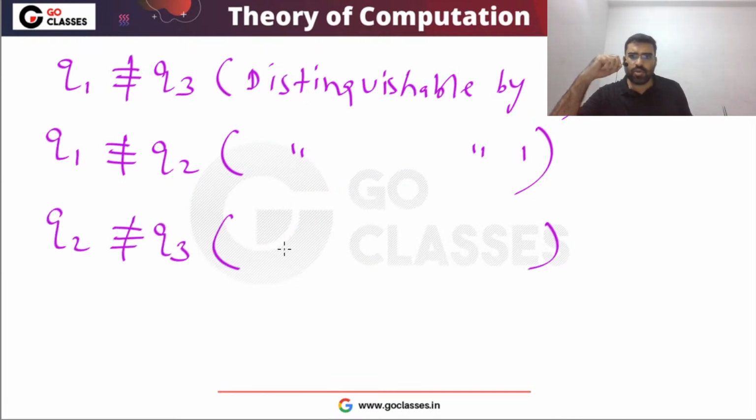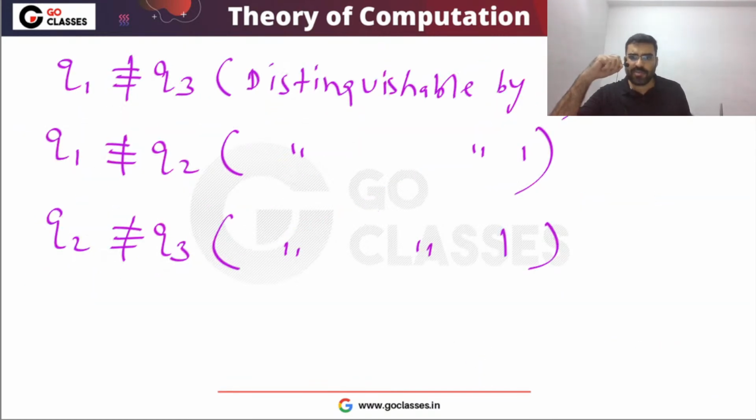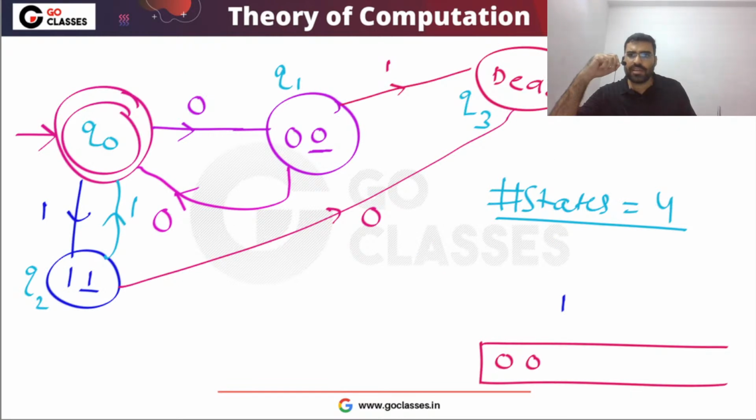They are distinguishable by whom? They are distinguishable by 1. I can say they are distinguishable by 1 because q3 on 1 is going to non-final state and q2 on 1 is going to final state. So this is your answer. So number of states will be 4.